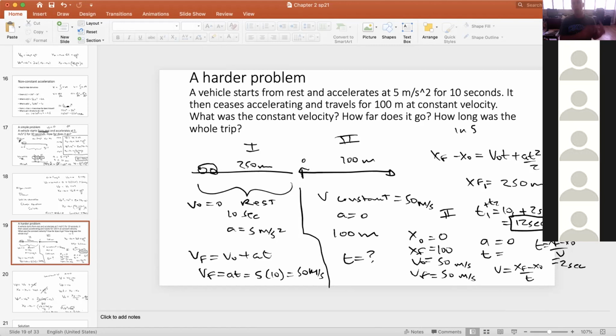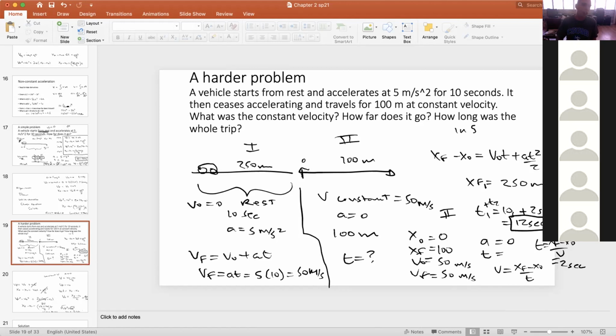You need to do them separately. There's a couple problems like this in the homework. One where you're going to a job interview, but you move at different velocities, and you just need to do this kind of thing where you solve each section for distance and time separately, and then add them all together at the end.